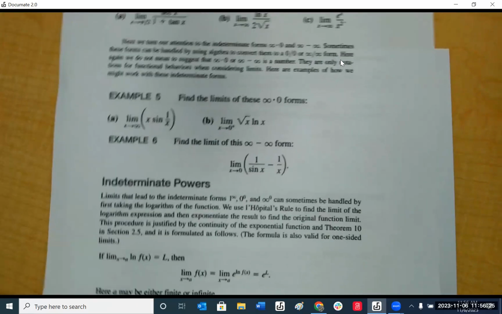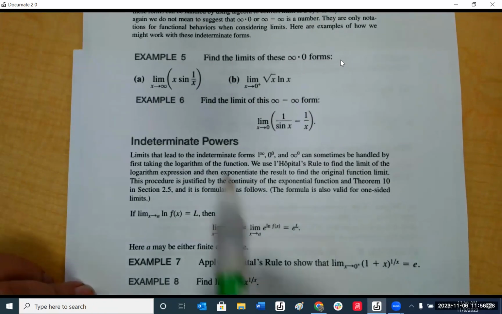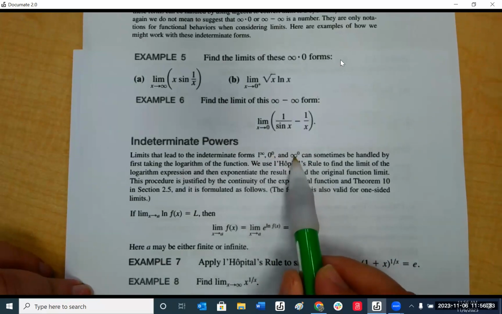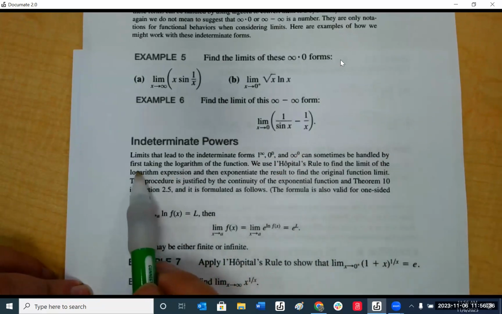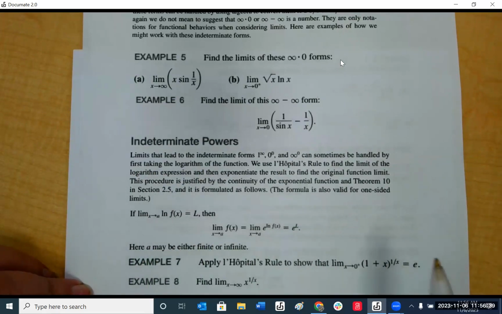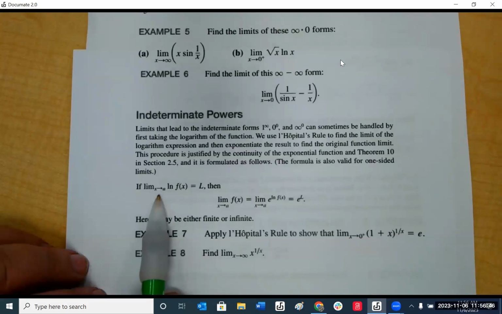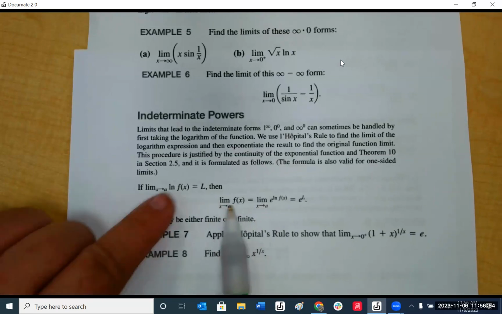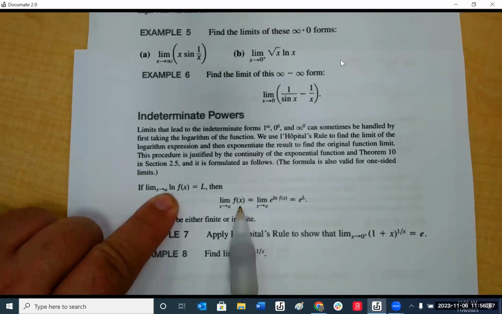Okay. Indeterminate powers. Limits that lead to indeterminate forms, 1 to infinity, 0 to 0, infinity to 0, can sometimes be handled by taking the logarithm of the function. We use L'Hopital's to find the limit of the logarithmic equation. So here's what we have. If the limit as x goes to a of ln f of x, then we take the e, so it becomes f of x, e to the ln f of x.